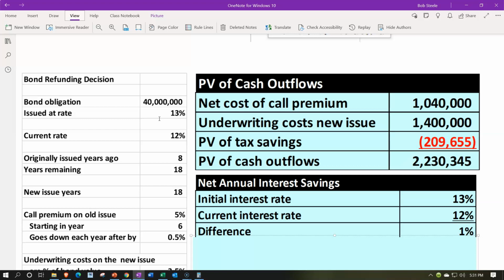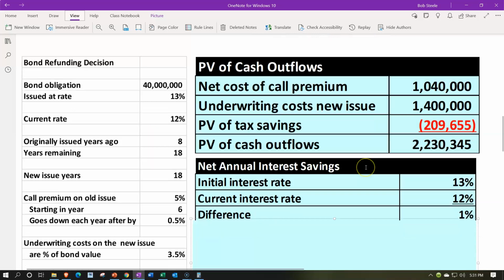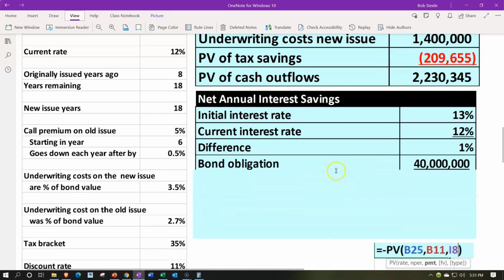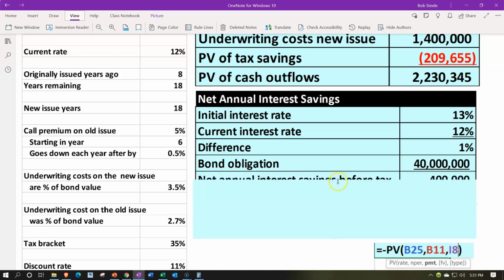Does that 1% savings account for and surpass the cost of us doing this process? We're focusing on the differences because the differences are what's going to impact whether or not we make the decision. Those are the relevant components. So the 40 million times the 1% would be the 400,000. That's the net annual interest savings. So we're going to save on the actual cost, the rent on the bonds, the interest, of 400,000 per year.